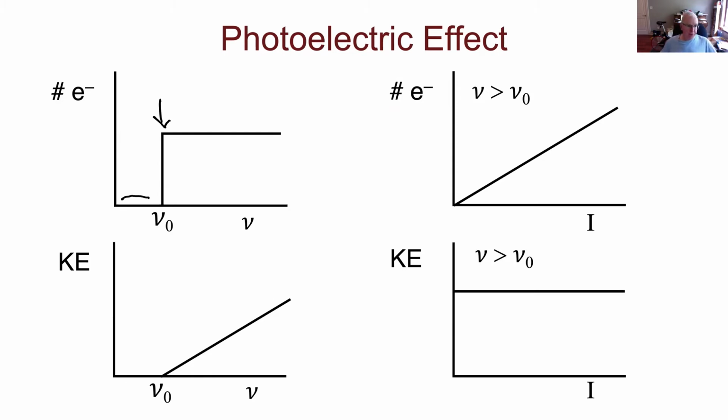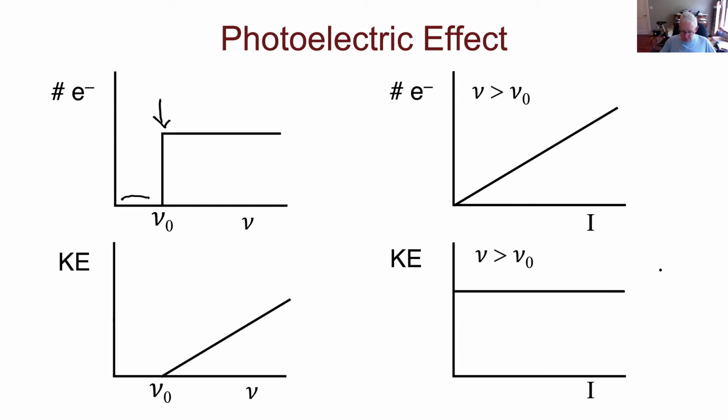Let's stick with frequency, so we'll drop down to the bottom left. Below nu 0, I can't measure the kinetic energy of the ejected electrons because there aren't any ejected electrons, right? Once I cross through nu 0, that says the kinetic energy increases linearly with frequency, right? So changing the frequency, raising that, is what's actually going to raise that kinetic energy, not the amplitude or the intensity like we had perhaps expected, right?